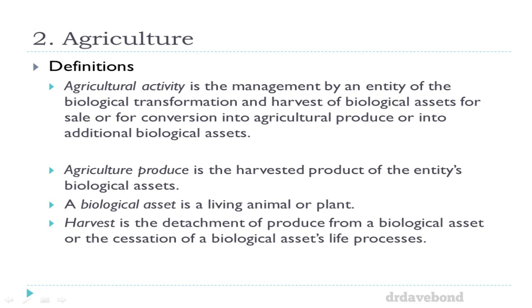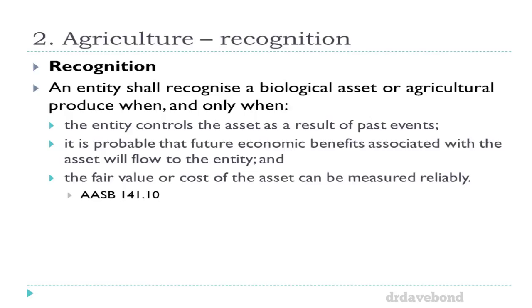Now, how to deal with it. You shall recognize a biological asset or agricultural produce when, and only when, the entity controls the asset as a result of past events, probable future economic benefits, and you can reliably measure fair value or cost. Control, probable benefits, reliable cost or fair value. We've seen those things before. So that's really not that different from assets we've come across.